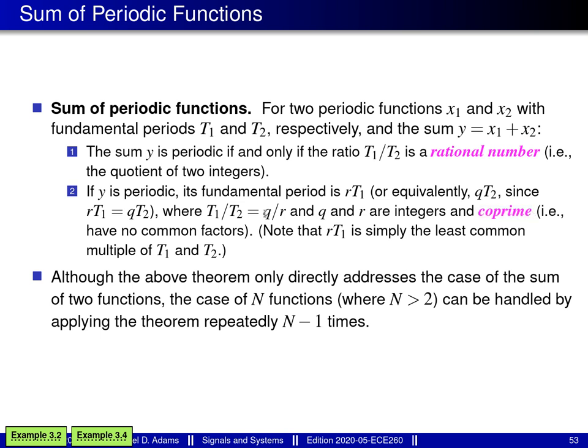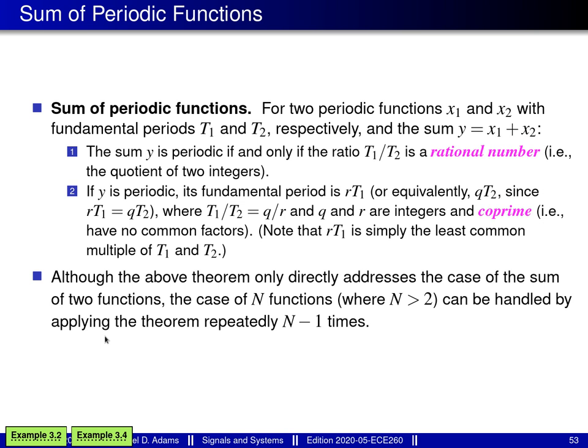So saying this another way, the fraction Q over R is simply equal to the fraction T1 over T2, but it's written in most reduced form, so you've cancelled any common factors between the numerator and denominator when you write the fraction Q over R, whereas T1 and T2 may have common factors between them. And just as a comment to the side, the quantity R times T1, or equivalently Q times T2, because it turns out they'll always be equal, these are simply what's called the least common multiple of T1 and T2.